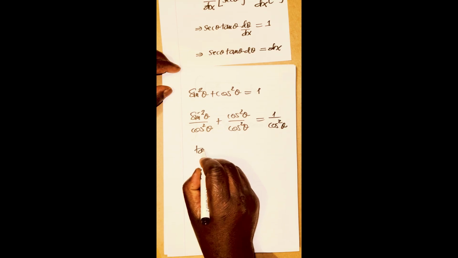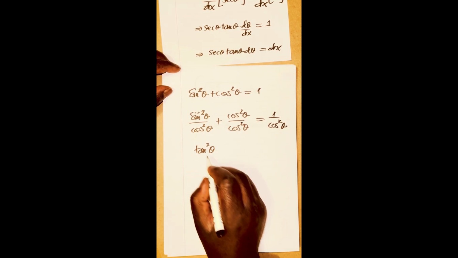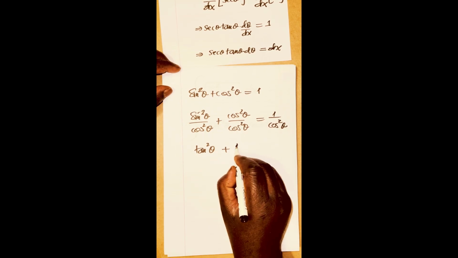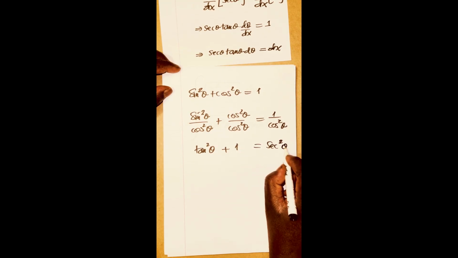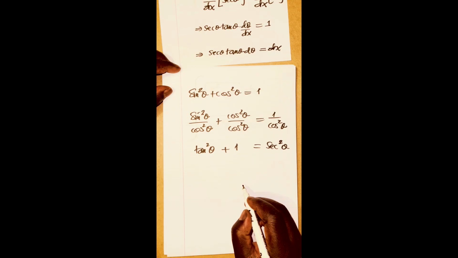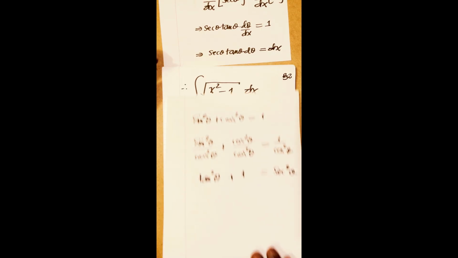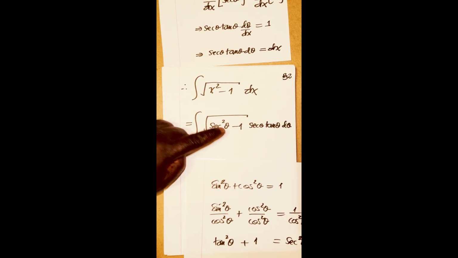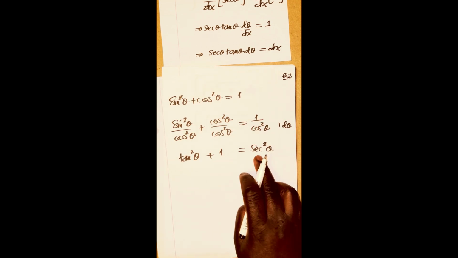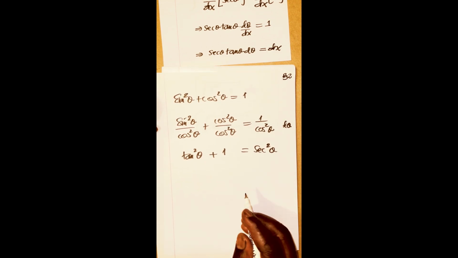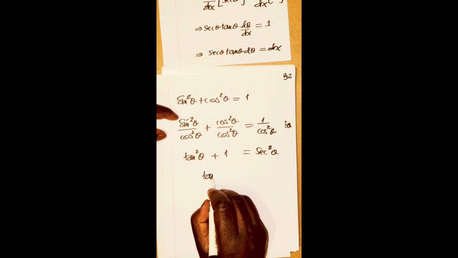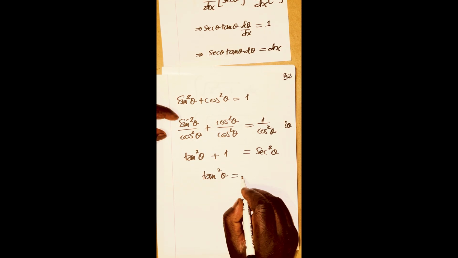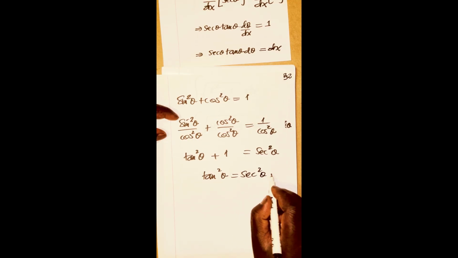This is just tan squared of theta, because sine over cosine is tangent, plus, obviously, 1, and this is your sec squared of theta. Now, if you can remember or see, here we have sec squared of theta minus 1. So I'm going to subtract 1 from both sides, or take this one to the other side. So we're going to have tan squared of theta is equal to sec squared of theta minus 1.